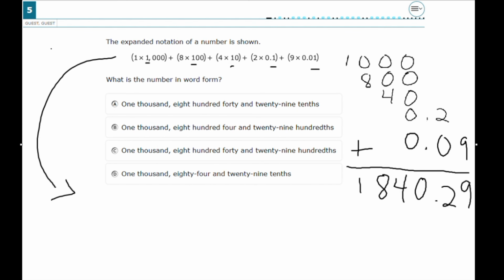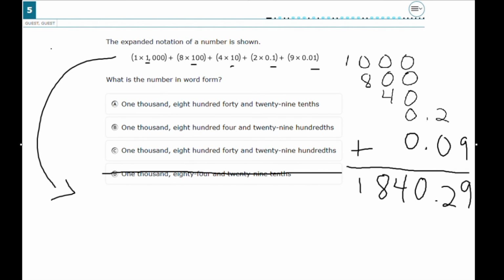So what we can do is we can start eliminating based off of whichever one is wrong. So we start off with 1,000. All of them have 1,000, so that checks out. What's our next number? Our next number is 800. Okay, 800, 800, 800. We have an 84 right here. We don't have an 84. We have an 840, but not an 84. So D is incorrect. Okay.